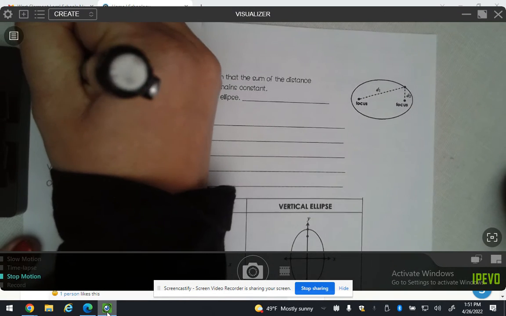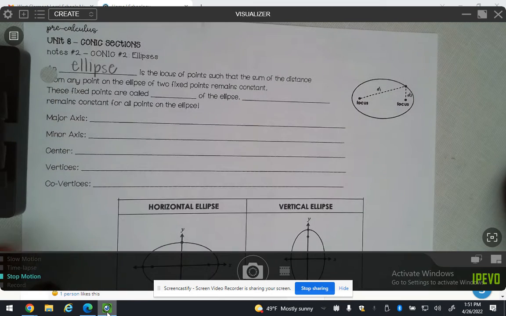Ellipse. Can you see that if I write it in pencil? Can everybody see that? Okay.